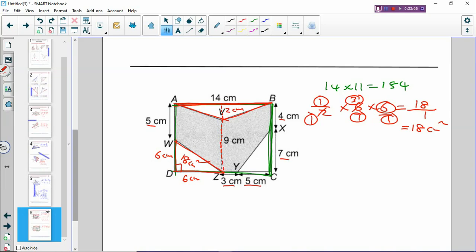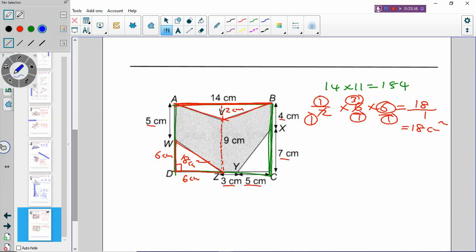All right, and then you tell me, oh, I know what's the area of this triangle. Half times 14 times 2. And you tell me 14. Okay, your answer is correct. So the area of this triangle is actually 14 cm square.